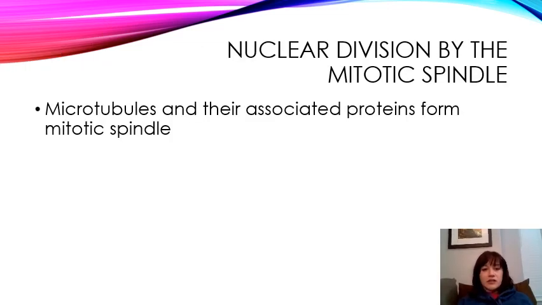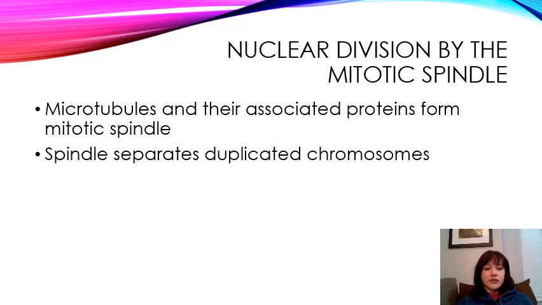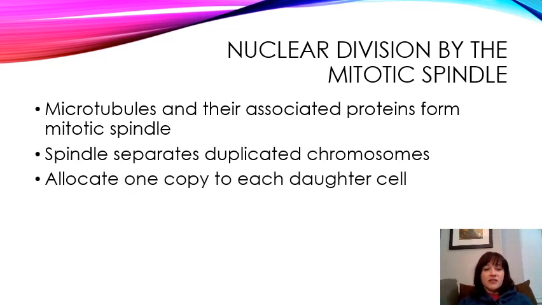So now that the DNA has been condensed, we've got the mitotic spindle forming out of microtubules. It will separate those duplicated chromosomes so that one sister chromatid is on each side of the cell. In the next lecture, we'll go through the stages of mitosis and talk more about extracellular signals that regulate cell growth and division.